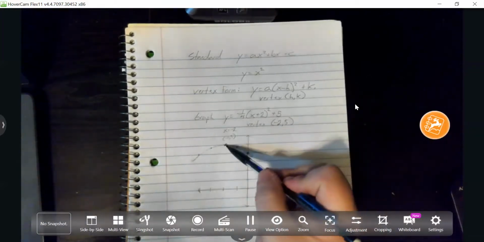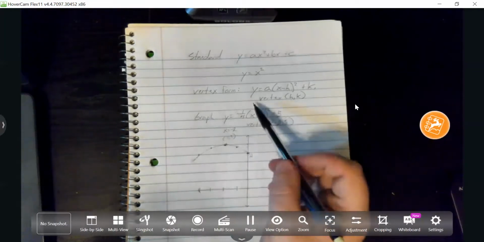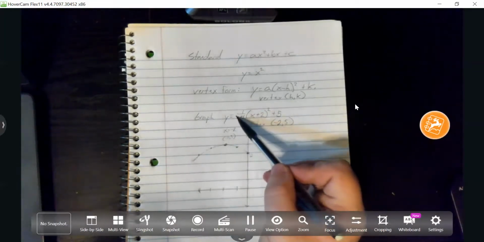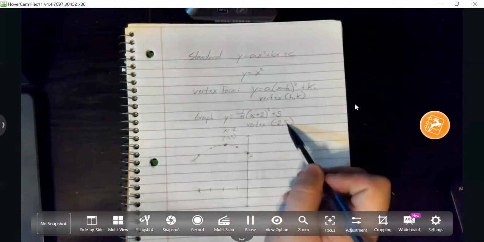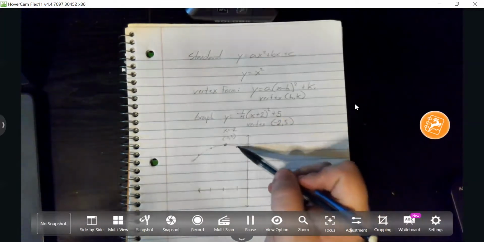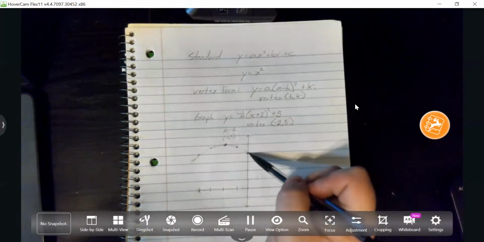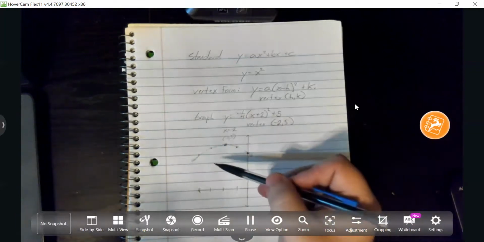So again, I've shown the vertex. I know it's upside down because it's negative. I know the axis of symmetry because I know the vertex is negative 2, 5. And then I can find my next couple of points. So I have my graph for my parabola.